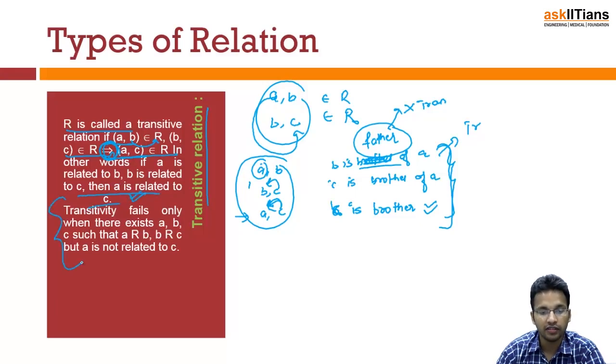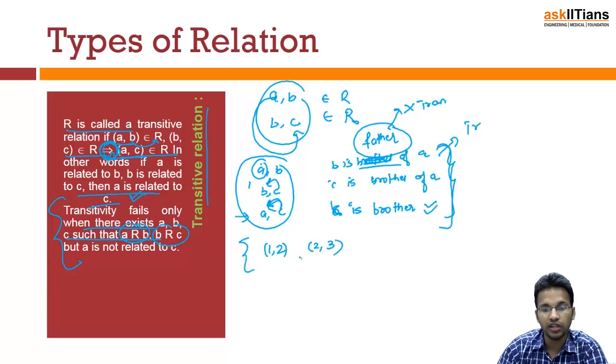Now it fails only when there exist A, B, C such that this does not hold. Again, it has nothing to do with the elements of A. The only relation which has to do with the elements of A is reflexive. Apart from that, it only depends on what elements are present in the relation. Now suppose (1, 2) is there, (2, 3) is there. Now this becomes only transitive.